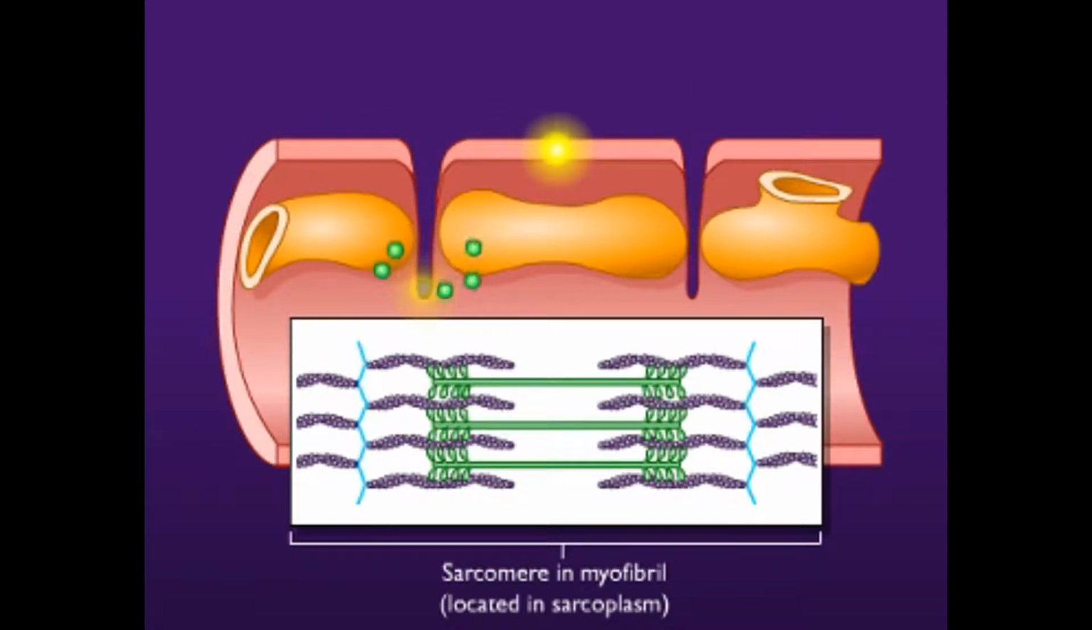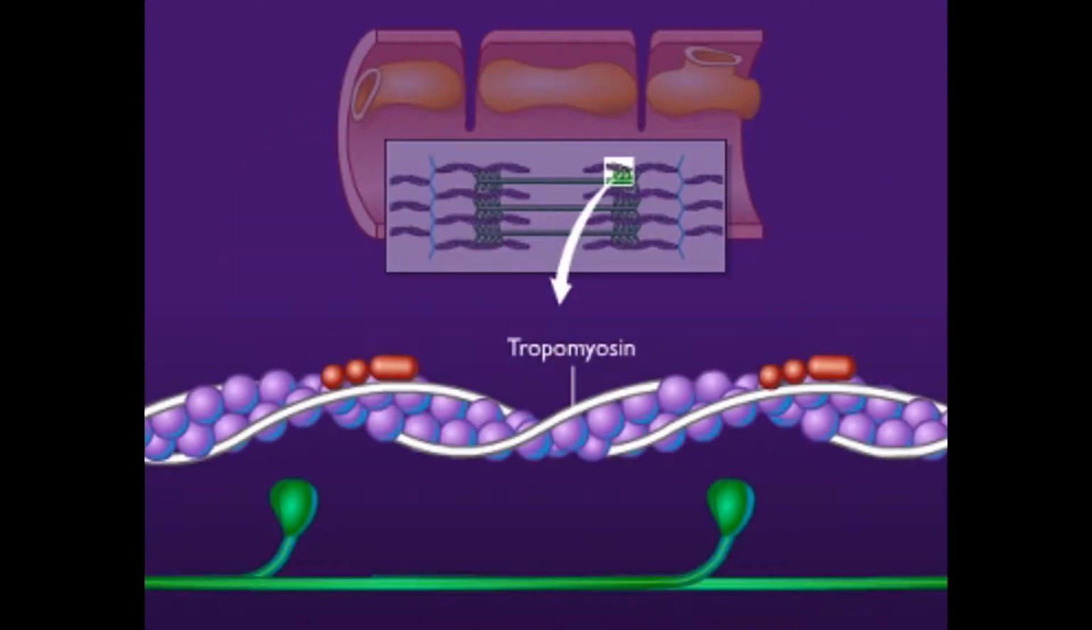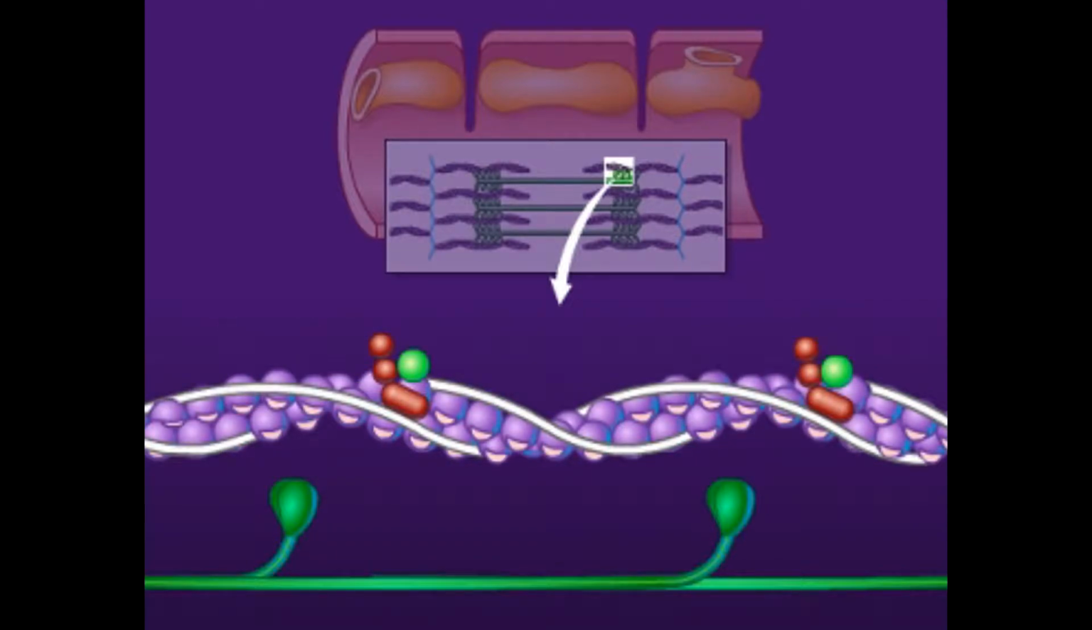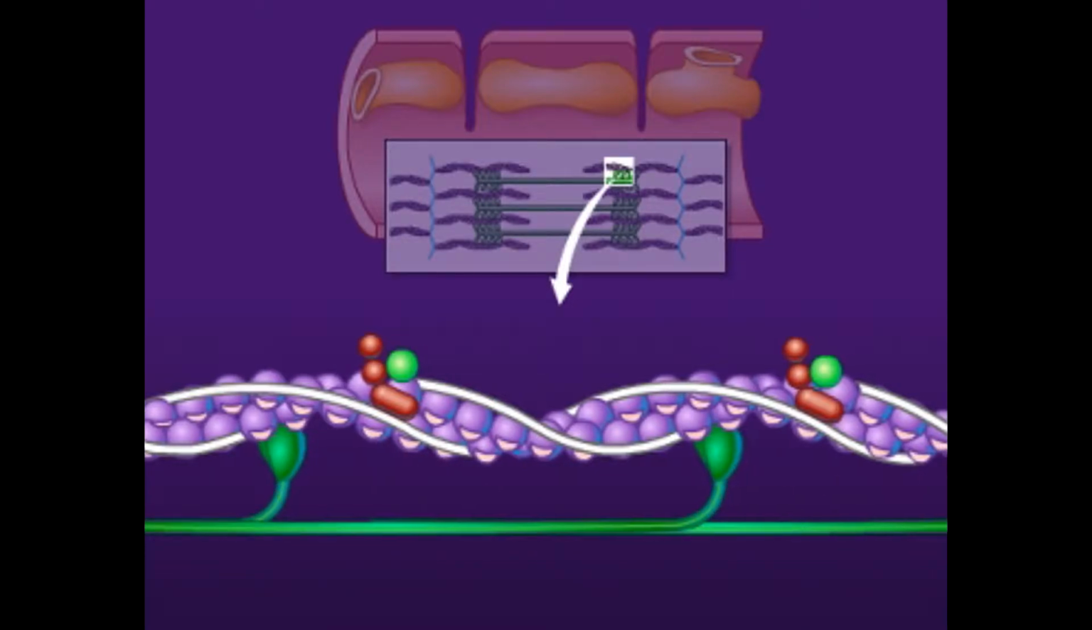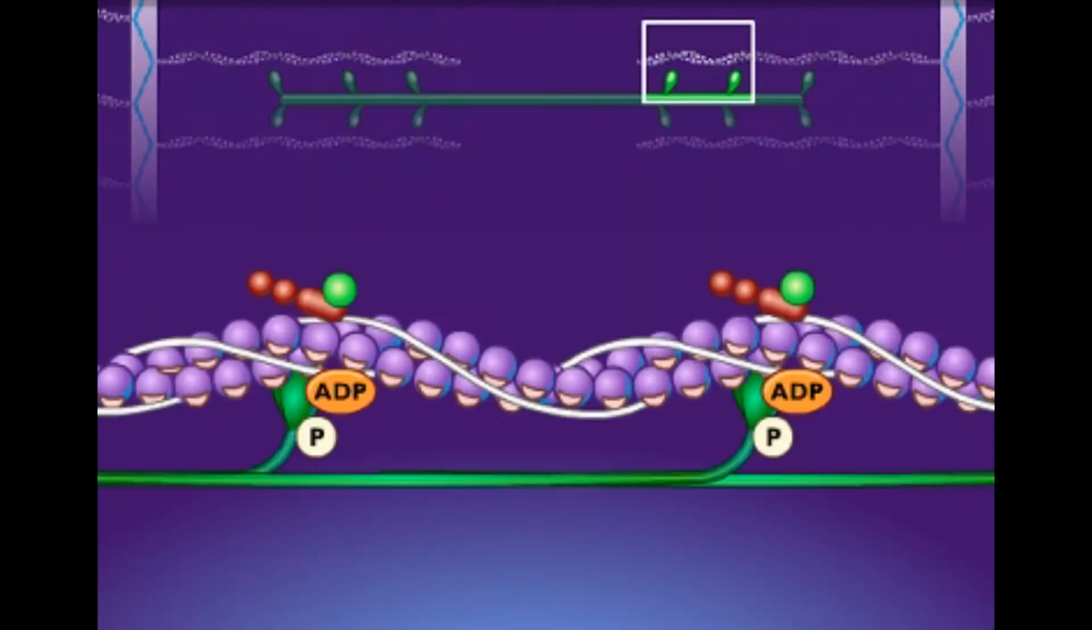Calcium within the T tubules diffuses within the sarcolemma and binds to troponin. This causes troponin and tropomyosin to uncover and reveal binding sites in the actin. These binding sites allow myosin to bind to them in a process called cross-bridge binding.